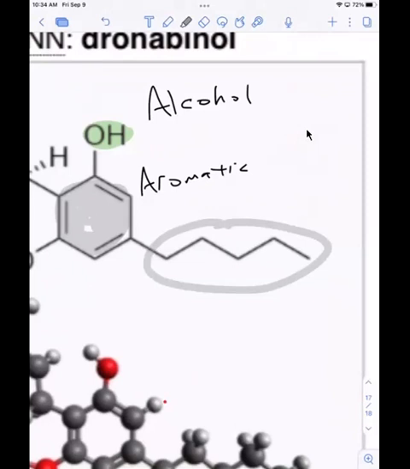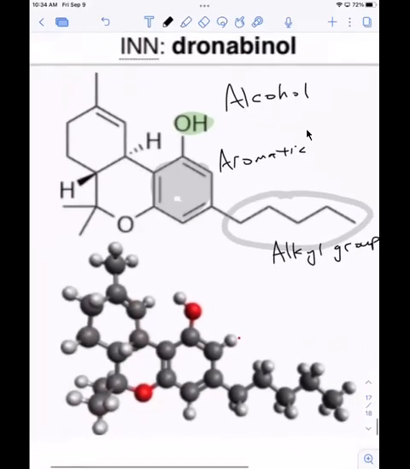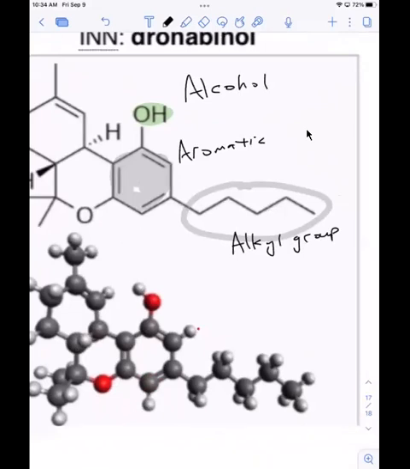What do you call it? Alkane. Say that again. Alkane. It's an alkane. You're absolutely right. But because it's attached to a larger molecule, so it's a substituent on a larger molecule, we're going to call it an alkyl. So, alkyl group. Does that make sense? But you're right. If it was by itself, it would be an alkane.